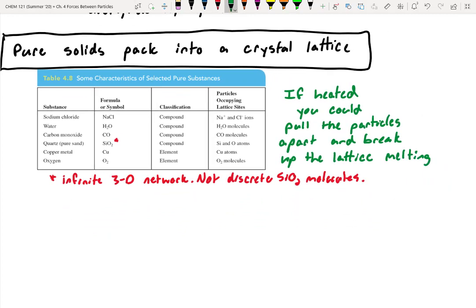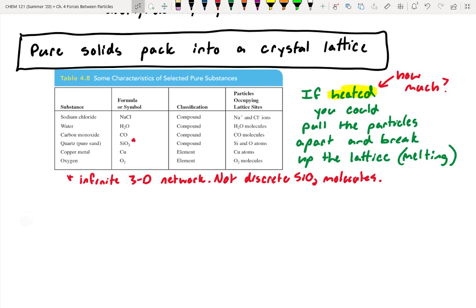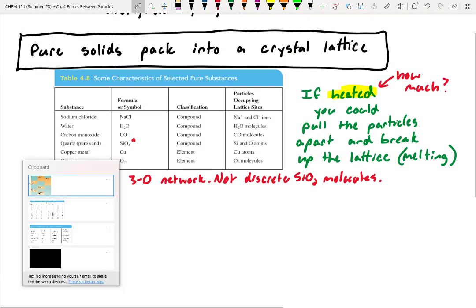All right, now the question is, how much heat? We could actually do an experiment and figure out how much heat is needed to melt sodium chloride, how much heat is necessary to melt water, meaning ice when it's solid, how much heat is needed to melt solid carbon dioxide, how much heat is needed to melt sand, how much heat is needed to melt copper or oxygen gas. So here's the chart with all the experimental data.